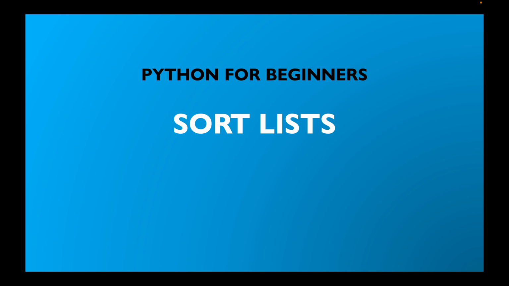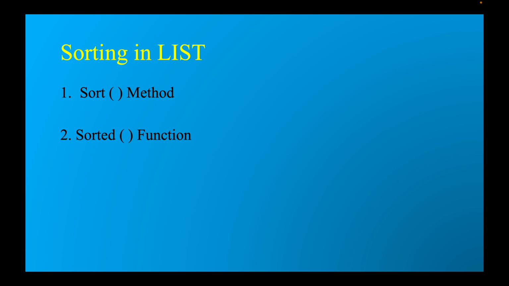In this episode, we are going to learn how to sort lists in Python. So without further ado, let's get started. Sorting. So what is sorting? Generally, sorting means arranging items in a particular order, either in ascending or in descending order. And Python gives us two ways to sort a list, that is the sort method and the sorted function. Now let's dive into both of these methods.